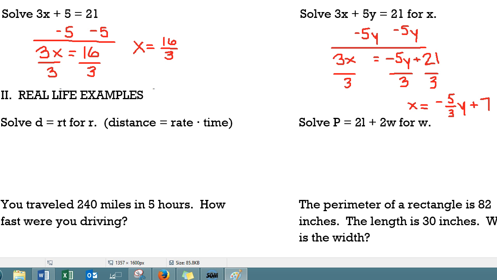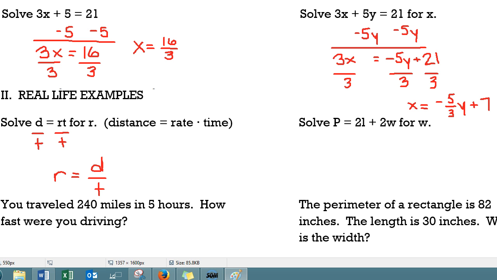Anyway, solve d equals rt for r. So we're trying to get the letter r by itself. So we ask ourselves, what is keeping the letter r from being by itself? Well, it's being multiplied by t. So how do you undo multiplying by t? Divide by t. As soon as that happens, the t's will cancel out, and you get r equals d over t. Rate equals distance over time. And that's true. In fact, we'll get to that in just a minute here.